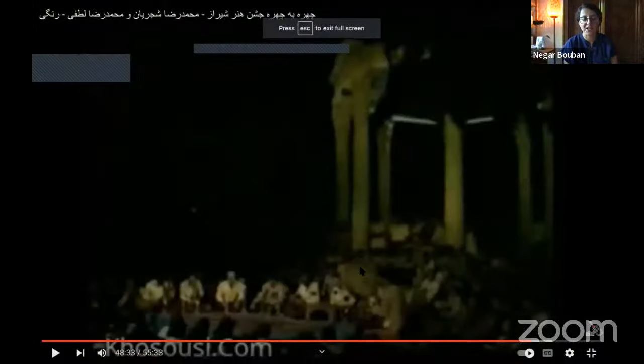This was a bigger ensemble. Unfortunately, the quality of the picture is not good. We will come to this music in the future because it's one of the key points in the history of Persian music in the last 50, 60 years. The head of the ensemble is a tar player. His name is Mohammad Reza Lotfi. The main singer is Mohammad Reza Shajarian, the other icon I named. But the other people are good musicians, only playing in the ensemble, not taking part in solos.